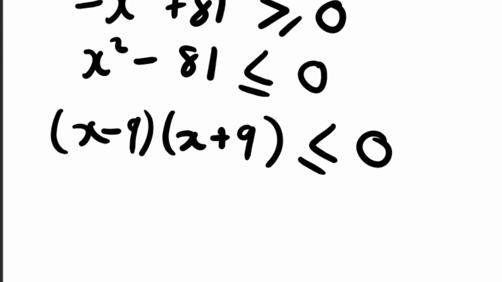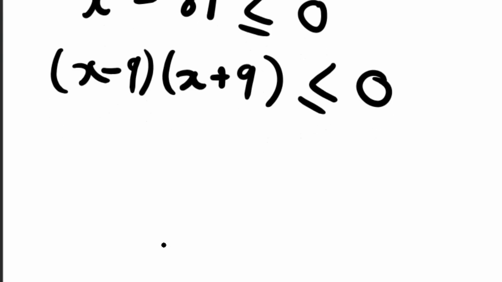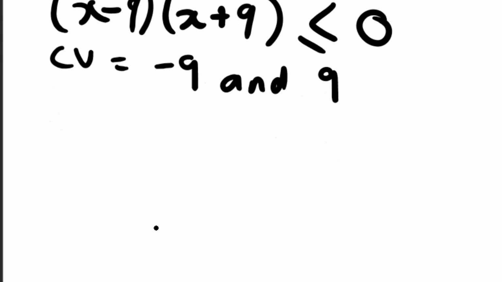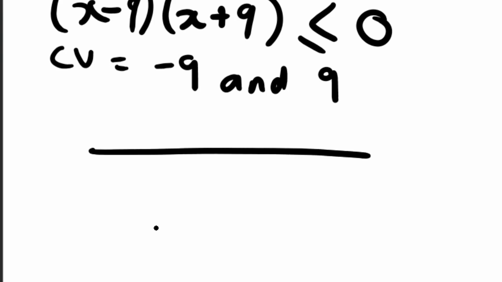And now we are looking for our critical values. Our critical values, that is your CV, those will be minus 9 from this bracket and a positive 9 from the other bracket. Okay, what we want to do now is plot them on our number line. After getting our critical values, we plot them on our number line. That is, we put minus 9 there and 9 there. Why do we put minus 9 on the left? Minus 9 is the smaller one between minus 9 and 9. So we put the smaller one on the left, the bigger one on the right.